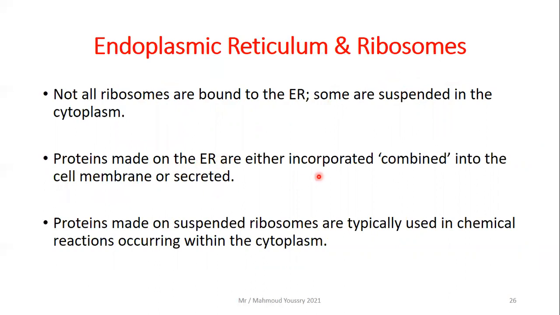Proteins made on the ER are either incorporated into the cell membrane or secreted outside the cell. The proteins that are made on the suspended ribosomes, which are in the cytoplasm, are typically used in chemical reactions occurring within the cytoplasm.